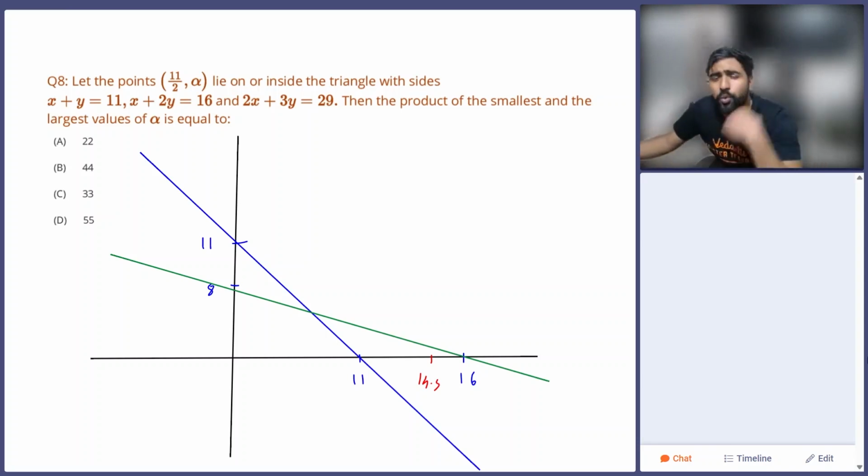And then when you put x equals 0, you get y as 29 by 3.